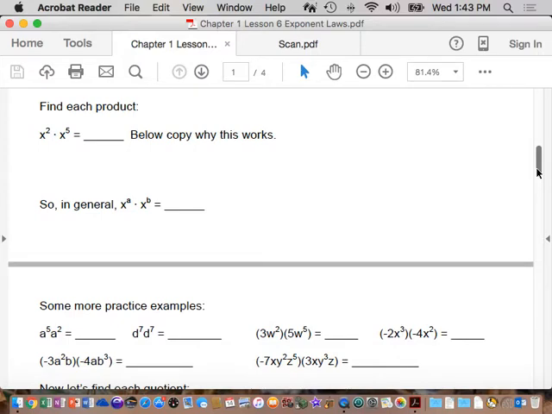Okay. See if you can figure out what this first one is. x to the second times x to the third. Give it a shot. Think about it. What do you think that answer is going to be? Okay. Who thinks they know? Ava? That's what you would think. Jonathan? x to the 2 plus 5.